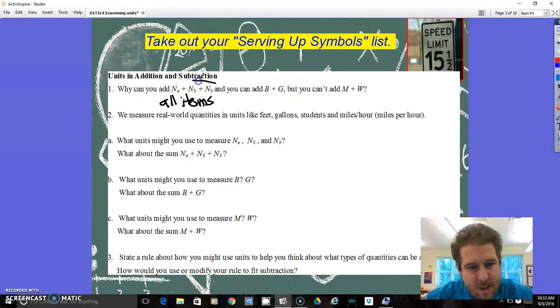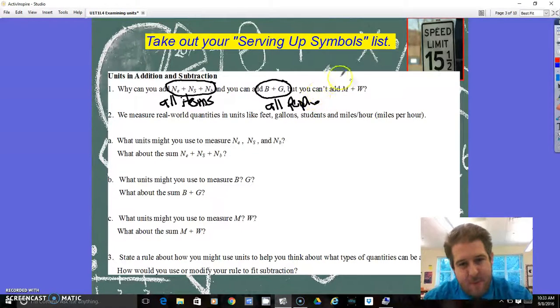These are all items. That's the reason why they can be combined, because they're all the same kind of thing. Boys and girls are all people. So if you add boys plus girls, you get the total amount of people. Why can't you add M plus W? M, I believe, stood for minutes in the cafeteria, and W stands for the number of workers. And you can't add those because minutes plus workers makes... I don't know. That makes no sense.